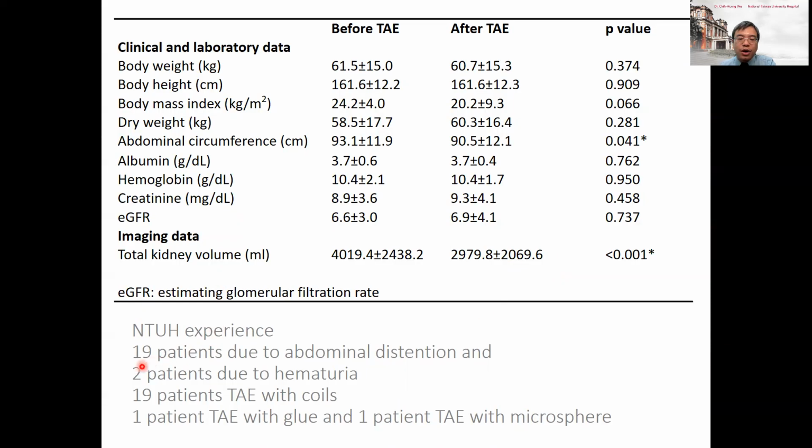As we mentioned, we have 21 patients. 19 patients came to our department due to abdominal distension, and 2 patients due to hematuria. 19 patients received TAE with coil, 1 patient received TAE with glue, and 1 patient received TAE with microsphere. As you can see, we compare before and after the procedure. There is a significant decrease in abdominal circumference and a significant decrease of total kidney volume. There's a trend of increased creatinine and decreased body weight, as you can see here.